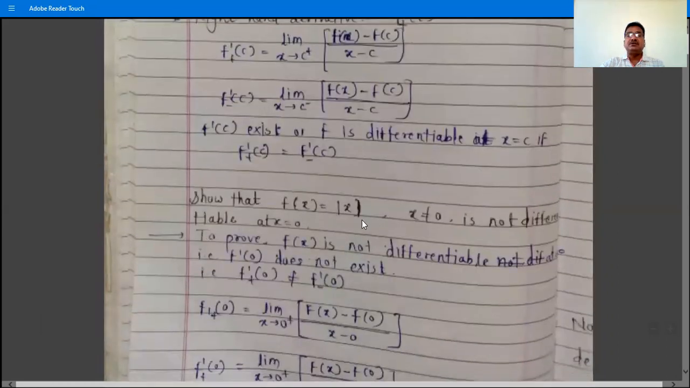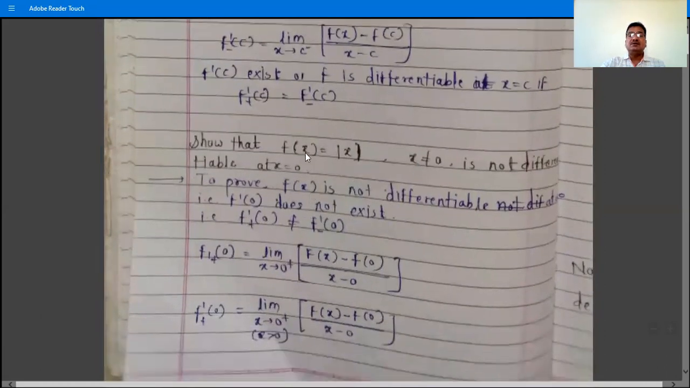Show that f of x equals mod x is not differentiable at x equal to 0. So this is an example of not differentiable. What do I have to prove? f of x is not differentiable at point x equal to 0. That is, we have to show f dash 0 plus is not equal to f dash 0 minus. That is, the right hand derivative at point 0 is not equal to the left hand derivative of f at point 0.